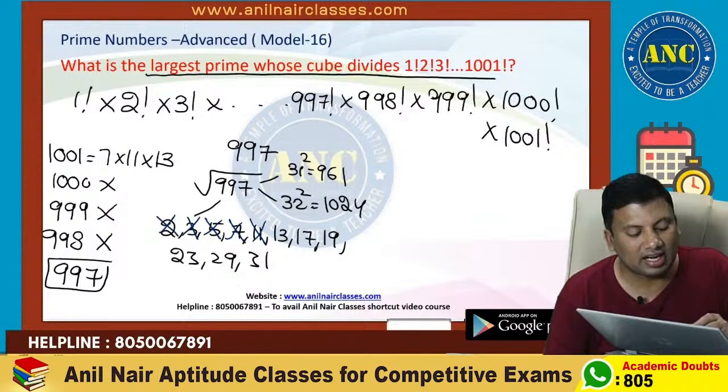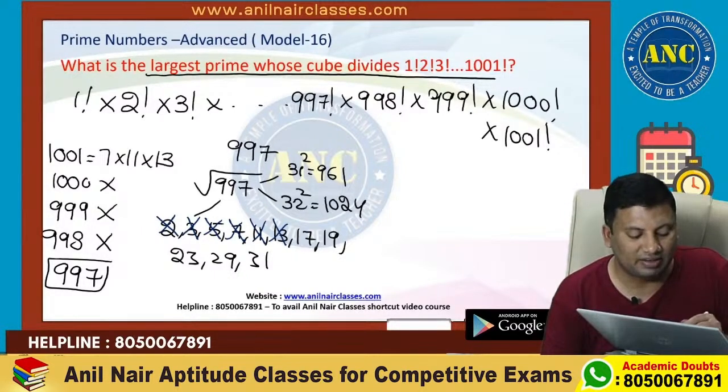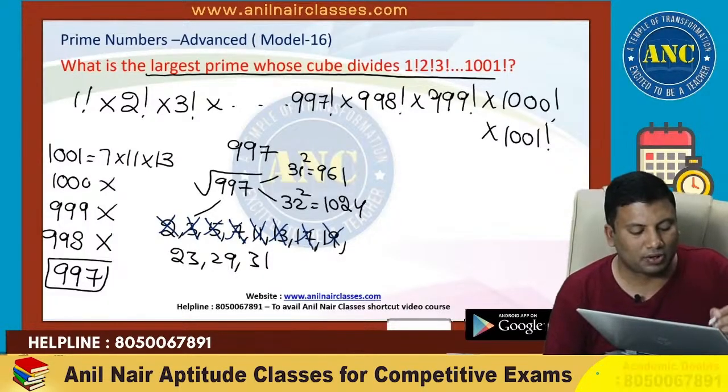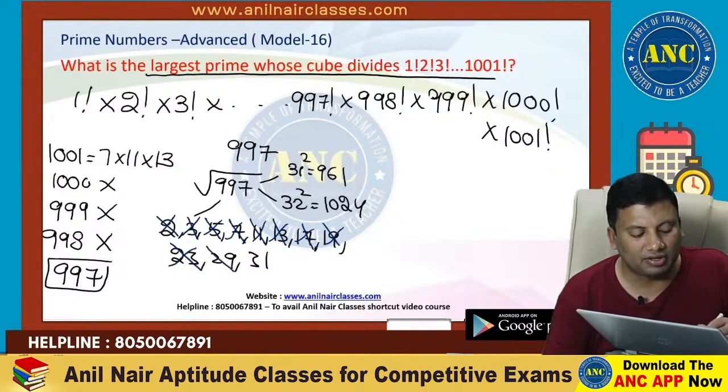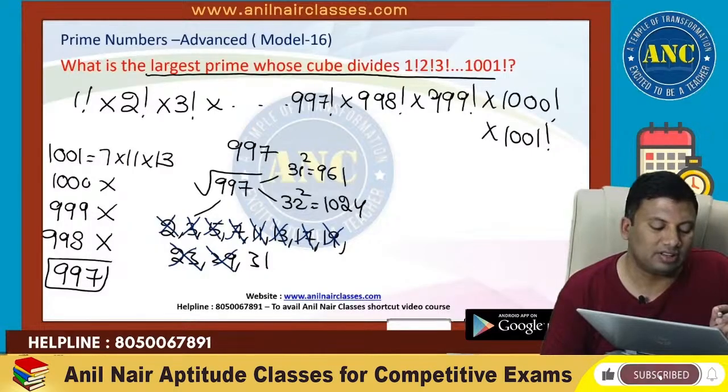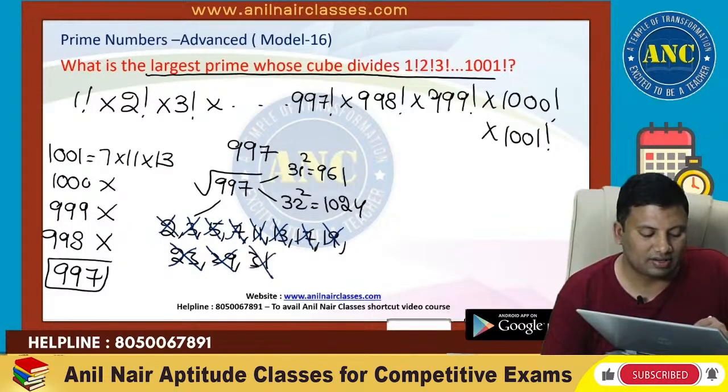13 7s are 91, 87 not possible. 17 5s are 85, not possible. 19 5s are 95, not possible. 23 4s are 92, 57 not possible. 29 3s are 87, 127 not possible. 31 3s are 93, 67 not possible.